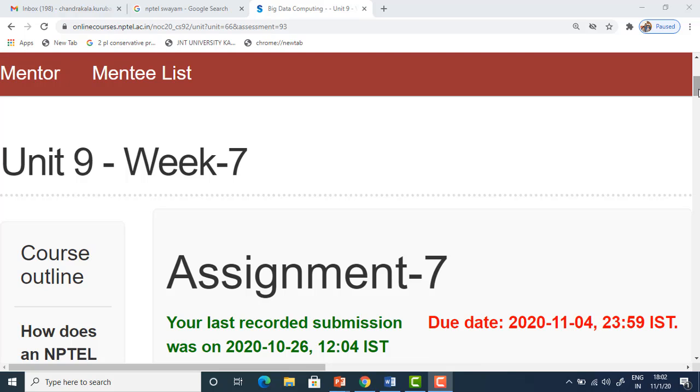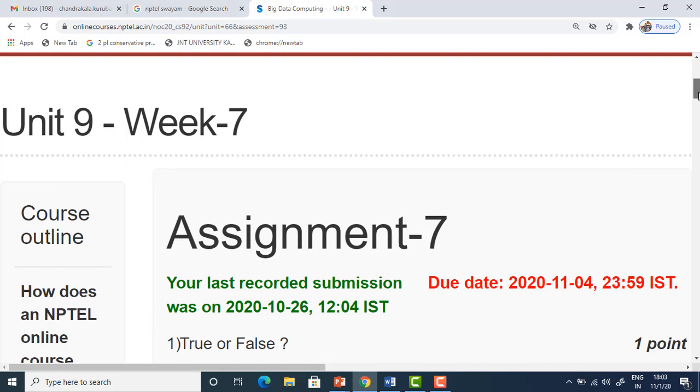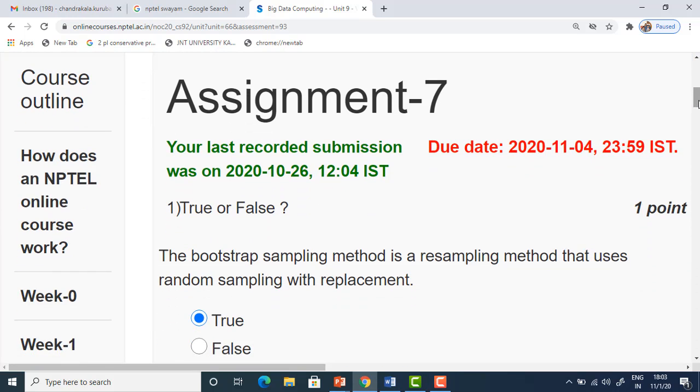Today I came up with assignment 7 solutions. I know I'm a little bit late this week, but still we have 3 more days to go to submit this assignment 7. We'll quickly see the questions and answers of assignment 7 of Big Data Computing. This week they have given only 8 questions. The first question is which is true or false.